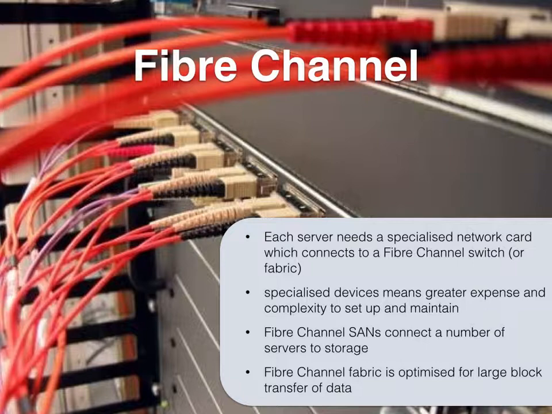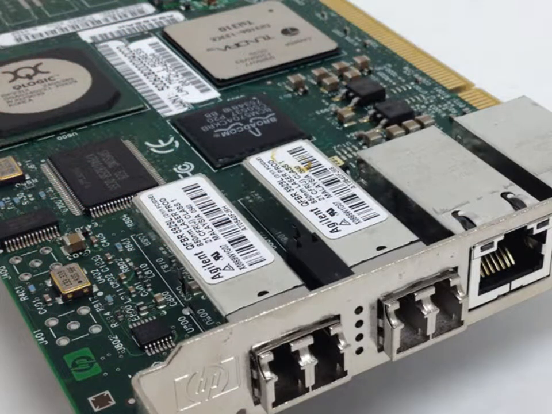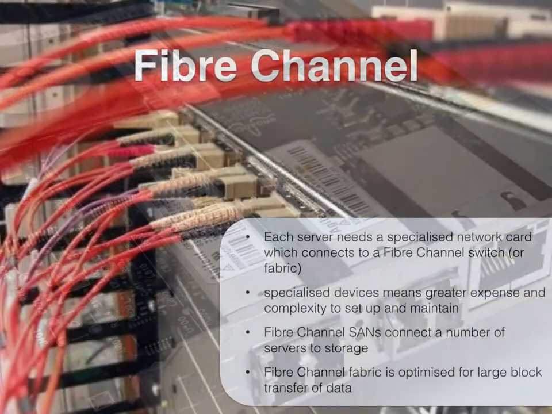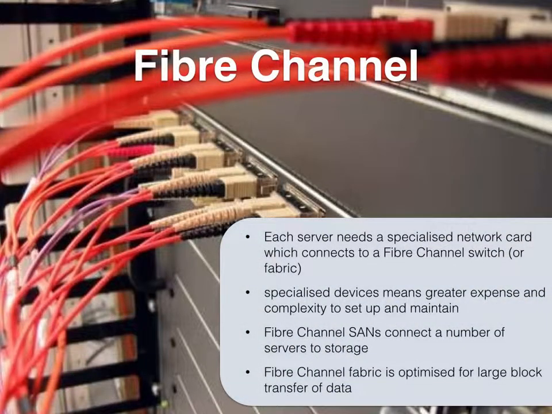With fibre channels, each server needs to have a specialised network card which connects to the fibre channel or the fibre switch. Specialised devices means greater expense and also complexity when setting up the network and also maintaining it. The fibre channel connects to the SAN through a number of storage arrays, and then it connects also to the server. The fibre channel fabric is optimized for large block transfer, so large amounts of data at a time rather than individual files.